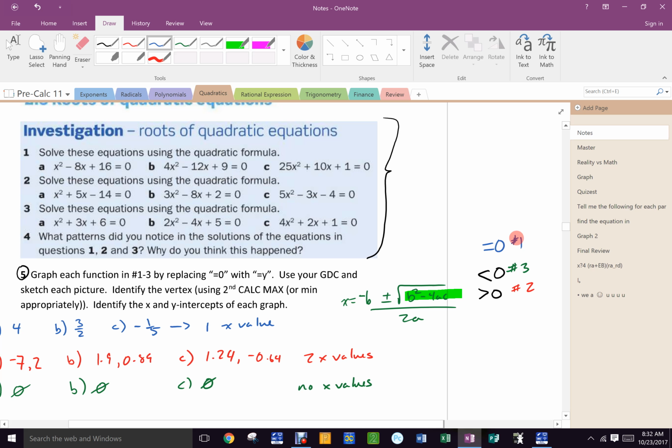Why? If this equals 0, what's the square root of 0? 0. And what's b plus or minus 0? Still b, isn't it? So there's only one answer, negative b over 2a. Everybody picking up what I'm putting down?